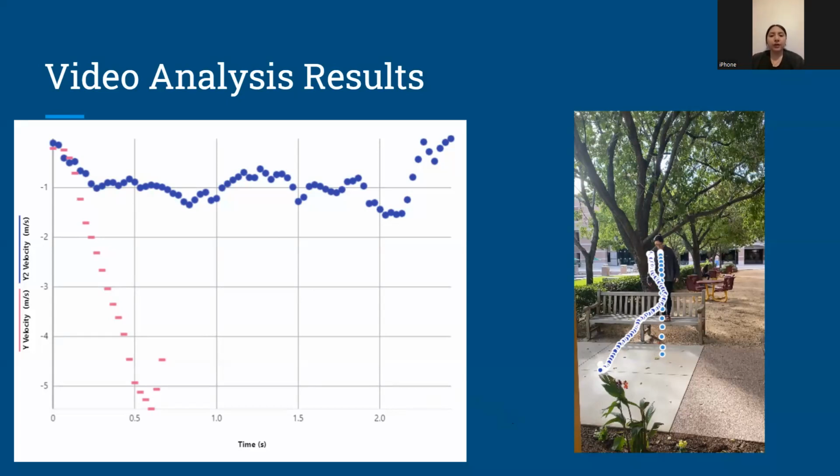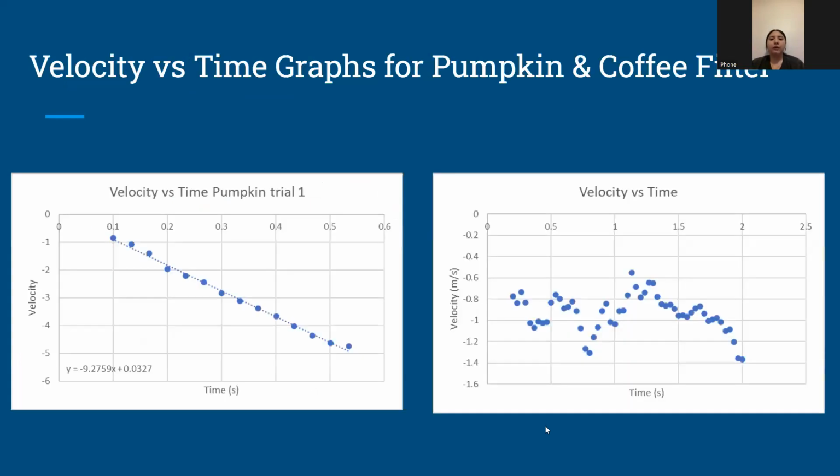In the first trial, we had two objects of two different masses: a pumpkin stress ball that was 27.80 grams and a single coffee filter that was 0.68 grams. The total time it took for both objects to reach the ground was 2.5 seconds. The pumpkin reached the ground at 0.7 seconds with an acceleration of 9.28 meters per second squared, and the coffee filter took 2.5 seconds with an acceleration of 0 meters per second squared when it reached the ground.